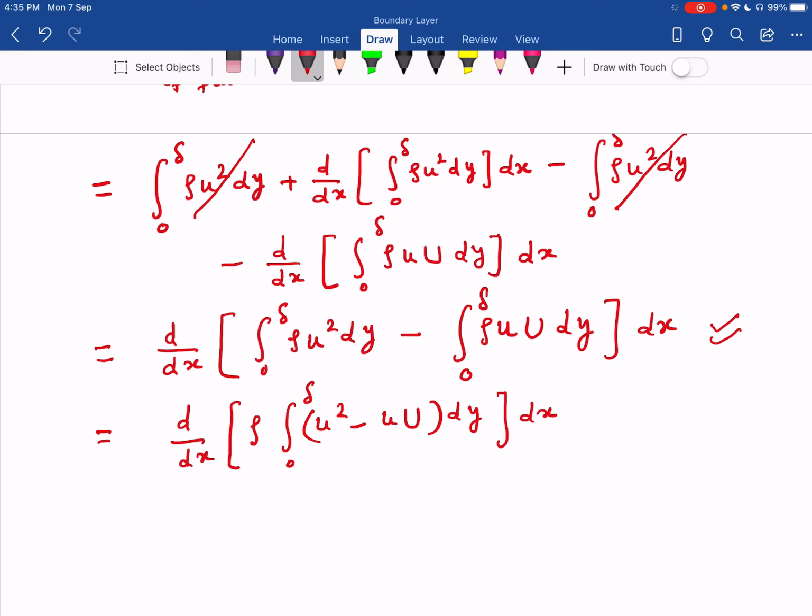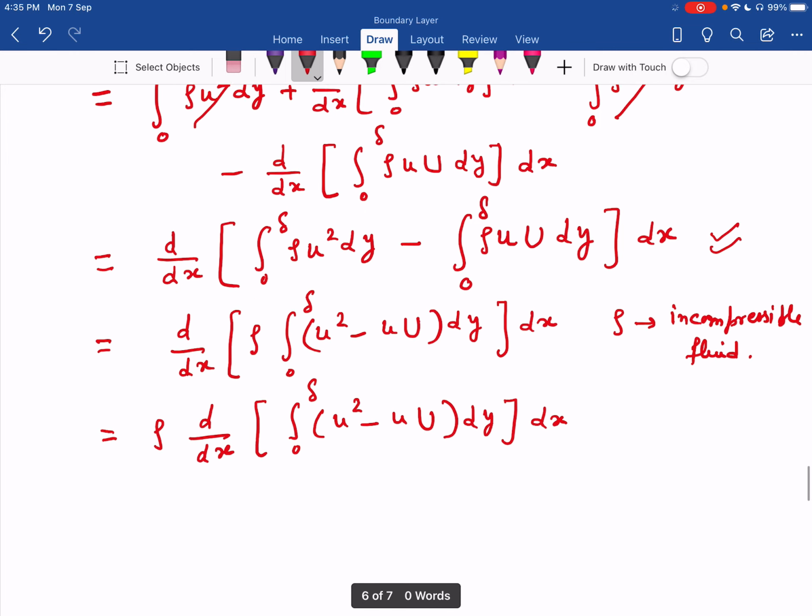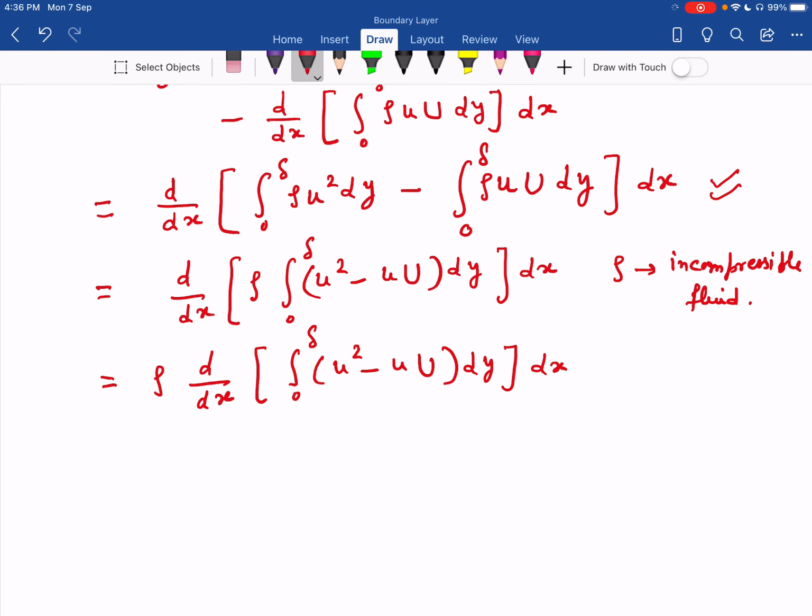So rho is constant. That means you have an incompressible fluid, that is liquid. So further I can write it as rho d by dx of 0 to delta u square minus u capital U into dy into dx. So this is the rate of change of momentum.